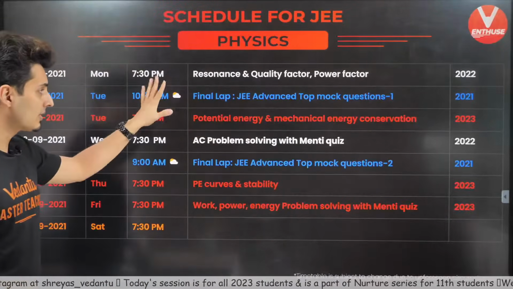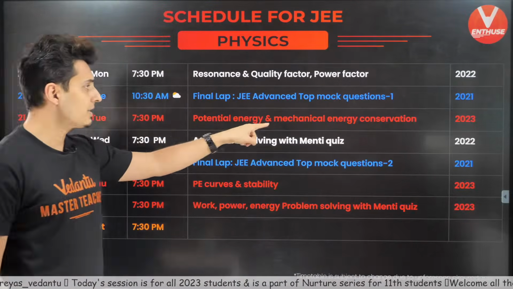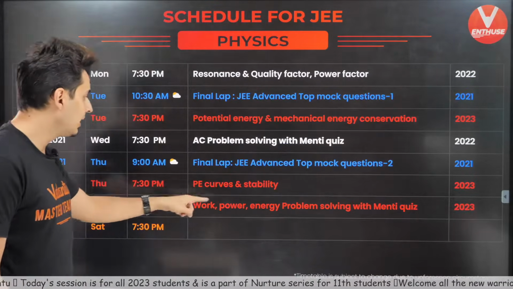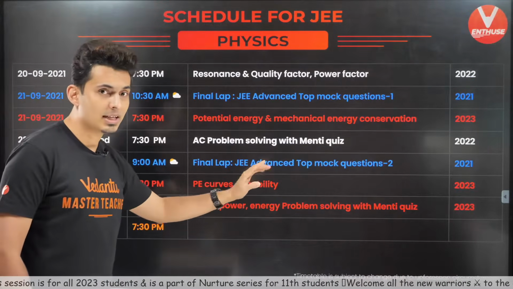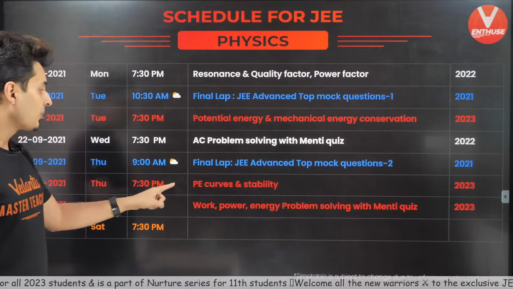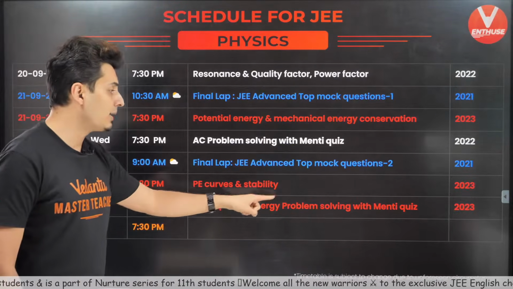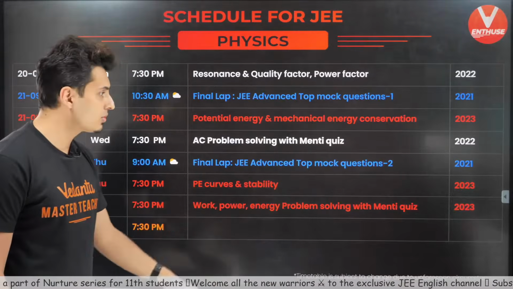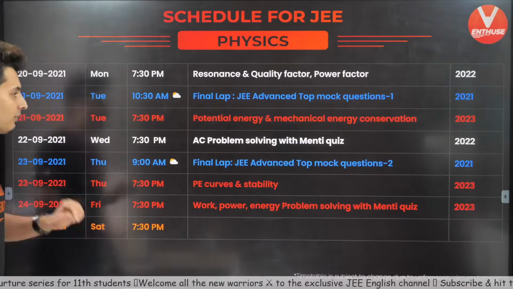This is the schedule for this week. So we are doing potential energy, mechanical energy conservation today, then potential energy curves, stability and some problems, okay? And then we are going to go to the final Menti quiz and some additional problem solving session. That's going to be on Friday.